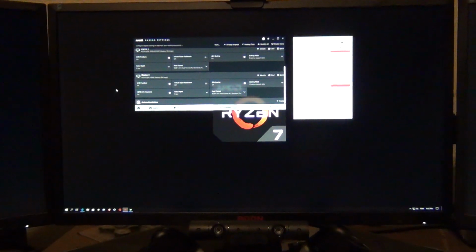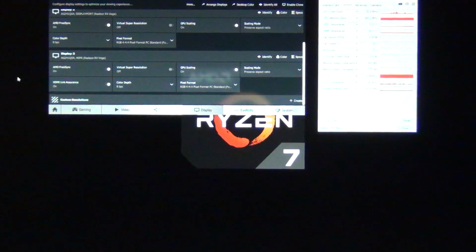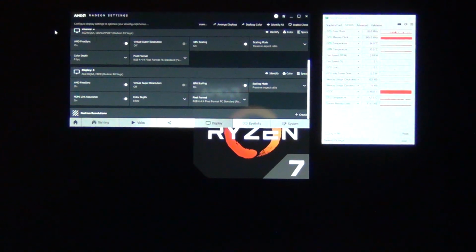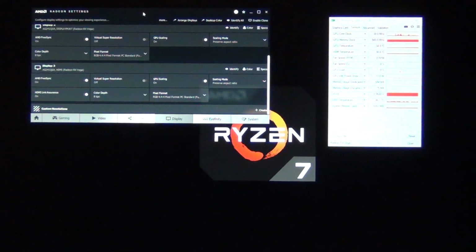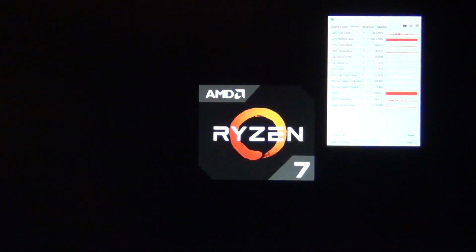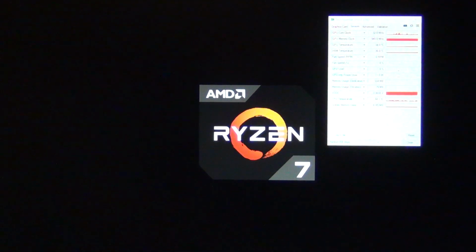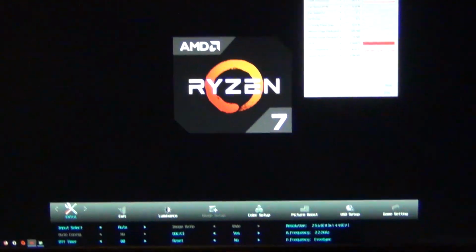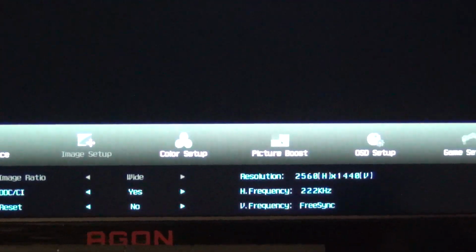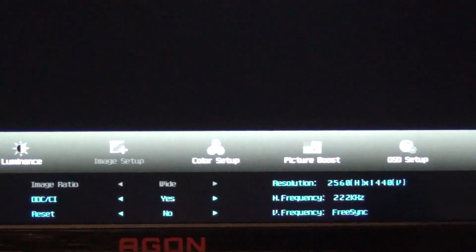Let's go ahead and stay here so we can see the settings easily. If we move this out of the way, what I'm going to do now is test the game. The other thing is if we look at the OSD on the monitor, you can see down there, FreeSync is enabled. It tells you right there on the vertical frequency, FreeSync is enabled.